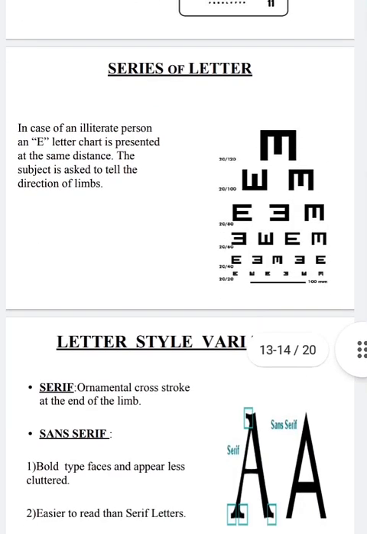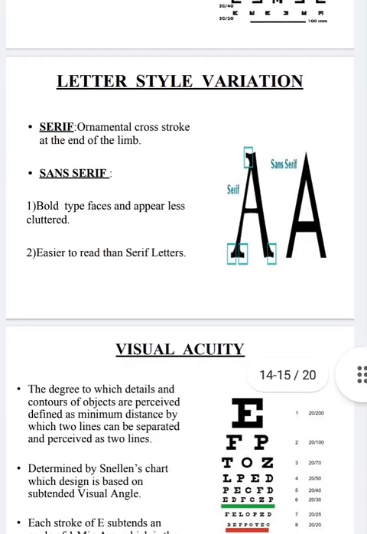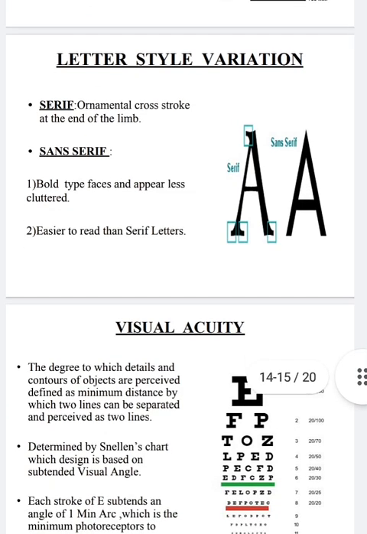Letter style variations. Serif has an ornamental cross stroke at the end of a limb. Sans serif is bold typeface and appears less cluttered. It is easier to read than serif letters. Visual acuity is the degree to which details of contours of an object are perceived. It is defined as the minimum distance by which two lines can be separated and perceived as two lines.